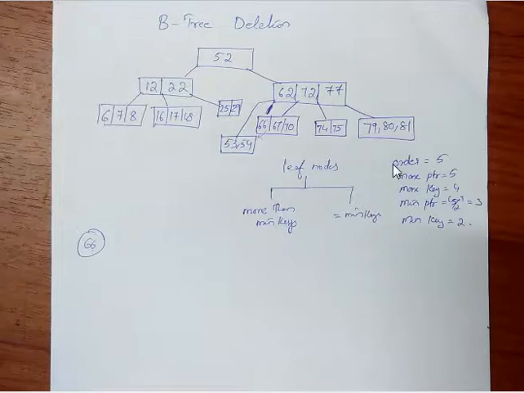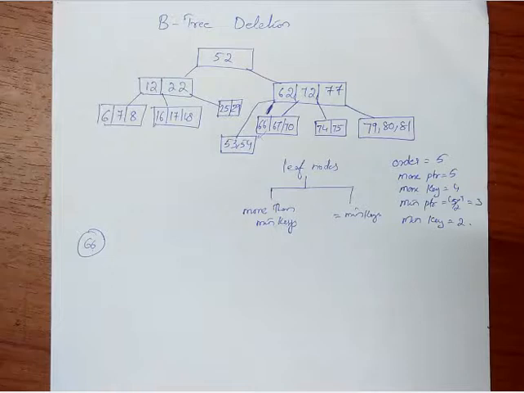If you are given the order, you can easily identify the maximum pointers, maximum keys, minimum pointers and minimum keys. Here the order is equal to 5, so the maximum number of pointers is P, which is 5, and the maximum number of keys is P minus 1, which is 4. The minimum number of pointers, or children, is the ceiling of 5 by 2, which is 3, and the minimum number of keys is 2. So we can start our journey.